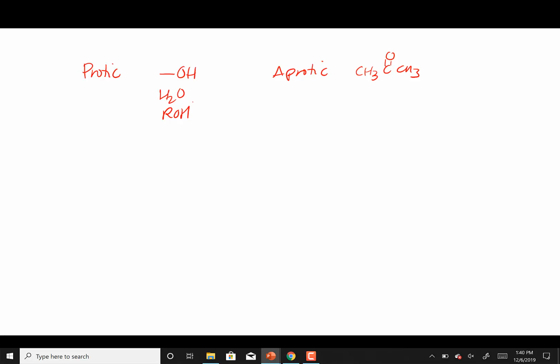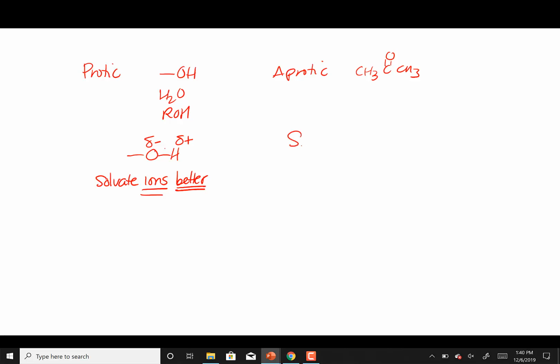It's the protic solvents that make the reaction go faster or slower. Because with the protic solvent, with the OH bond, the oxygen is slightly negative and the hydrogen is slightly positive. So protic solvents will solvate ions better than aprotic solvents. It all boils down to that. Protic solvents solvate ions better.